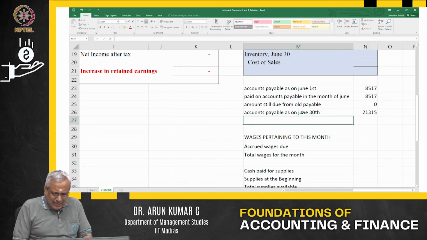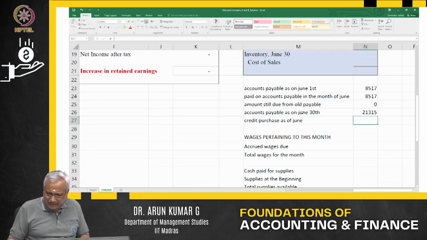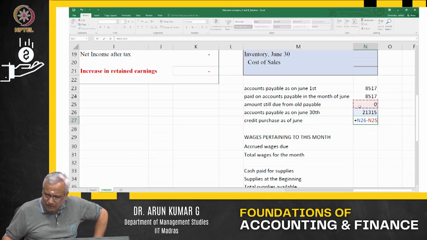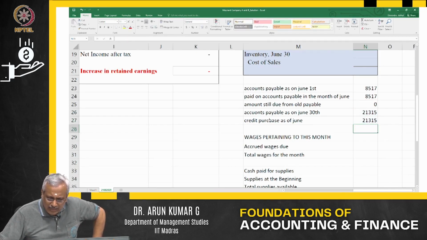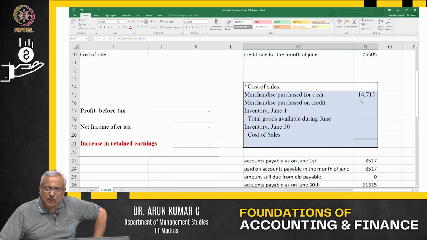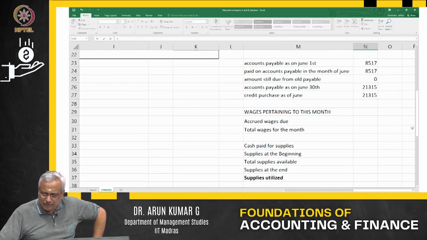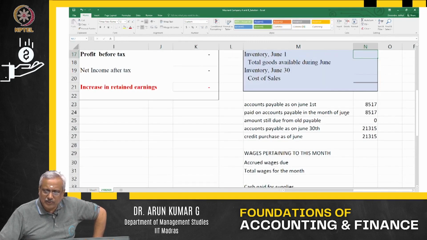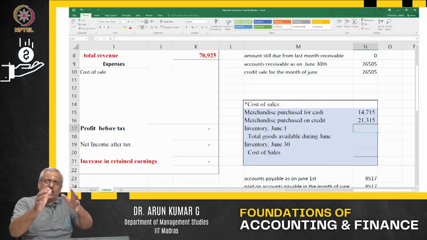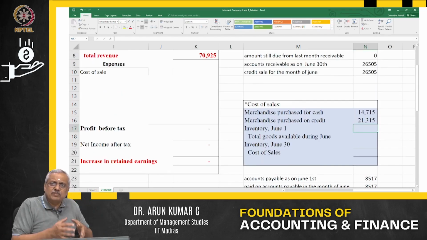So what is the credit purchase for the month of June? It is nothing but what is payable at the end of June minus the old payable. The old payable is nil. So the credit purchase for the month of June is 21,315. So what is the merchandise purchase on credit? It is this amount, that is very clearly given. So you have made a cash purchase, you have made a credit purchase.